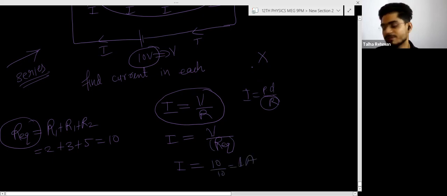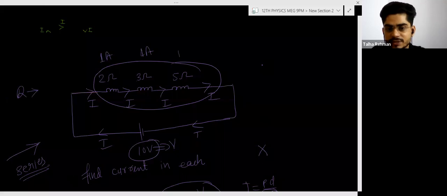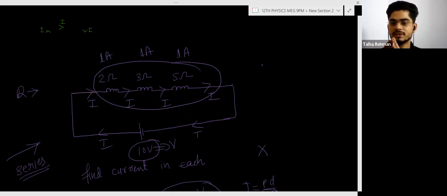And one thing more, if someone is asking you to find the current through each resistor, and you know that this is a series combination, so you will say here also the 1 ampere current, here also the 1 ampere current, across this resistance also the 1 ampere current. So you have to club all these things, then only you can solve the problem.